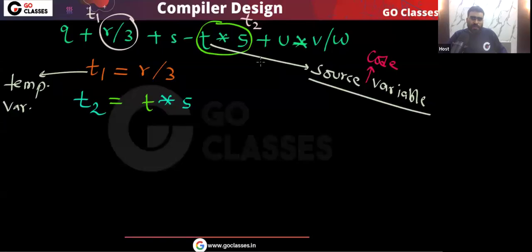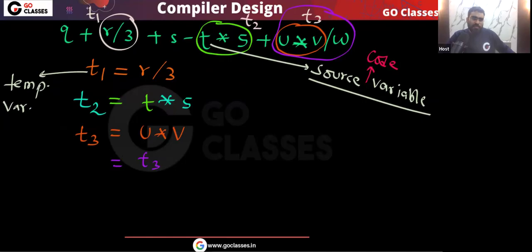Next, what will you do? Next, you will do u into v, and put this into temporary variable t3. Then you are going to do t3 divided by w, and you can store this into some temporary variable t4.